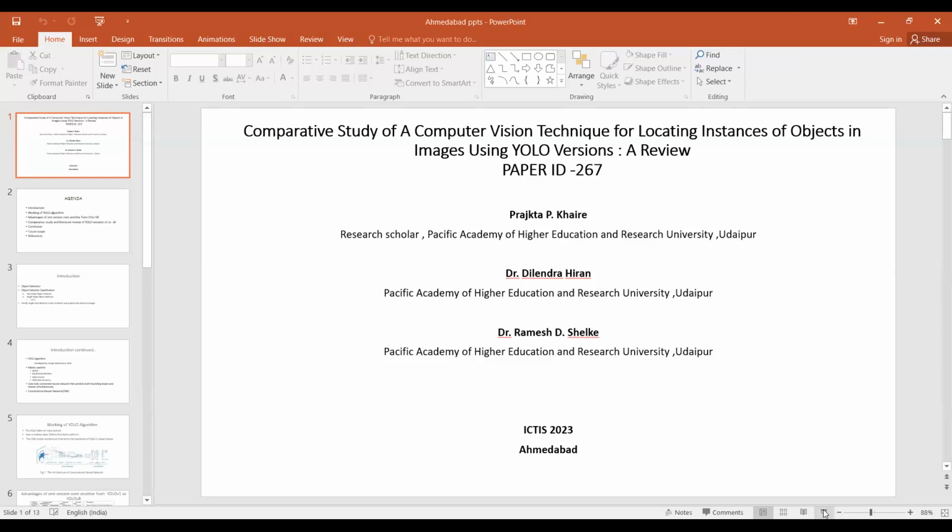Hello, everyone. Good morning, the session chair, moderator and attendees. Myself, Prajakta Khaire. I'm going to present here my review paper, Comparative Study of a Computer Vision Technique for Locating Instances of Objects in Images Using YOLO Versions, a Review, under the guidance of Dr. Dilendra Hiran and Dr. Ramesh Shirke, under ICTIS 2023, Ahmedabad.